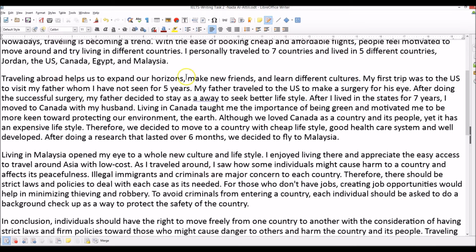"Travelling abroad helps us expand our horizons." Well, it's not travel, it's migration that it's talking about. "My first trip was to the US. My father travelled to the US. I lived in the States for 7 years, living in Canada." Okay, so this is basically irrelevant. This is nothing to do with what the question is asking.